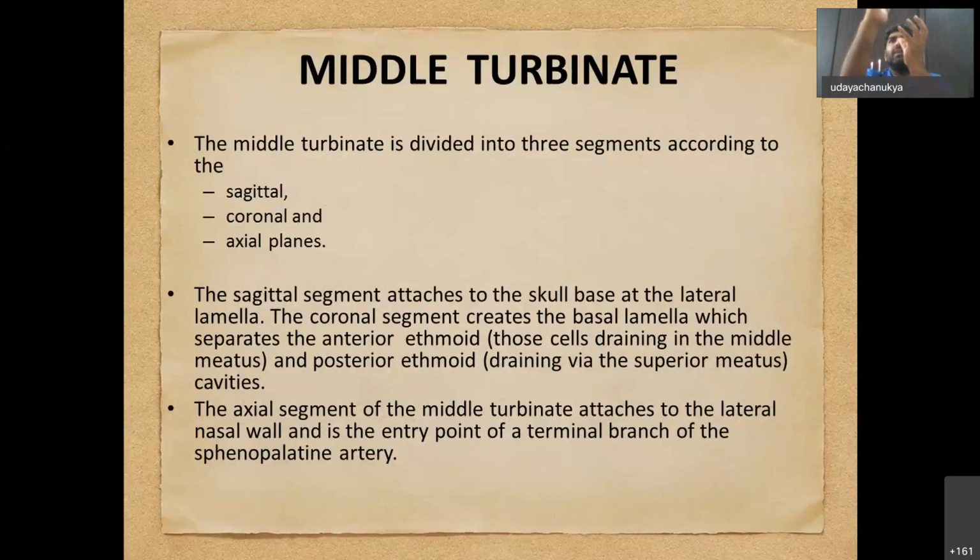If the middle turbinate is starting like this, this is the left nasal cavity. Okay, middle turbinate in the coronal plane, middle turbinate in the sagittal plane, the starting part, which is attached to the lateral lamella. Middle turbinate in the coronal plane is dividing the anterior and posterior ethmoidal air sinuses, and middle turbinate in the axial plane is forming the posterior most part, and it is attached to the lateral wall of the nose, where the entry of the terminal vein to the sphenopalatine artery is occurring.